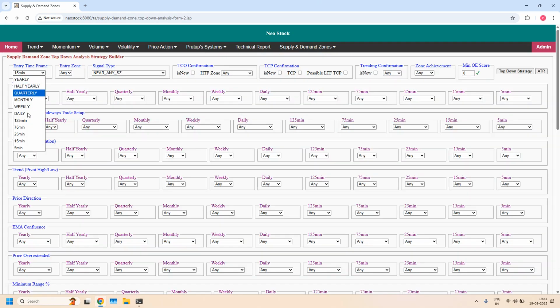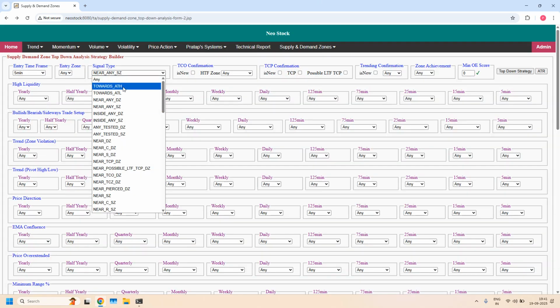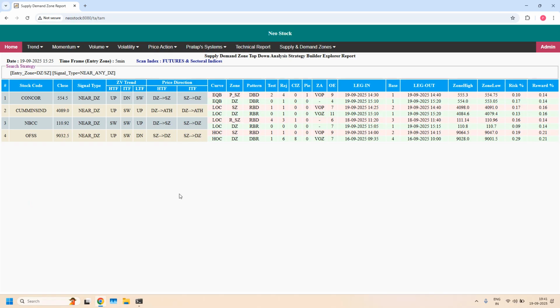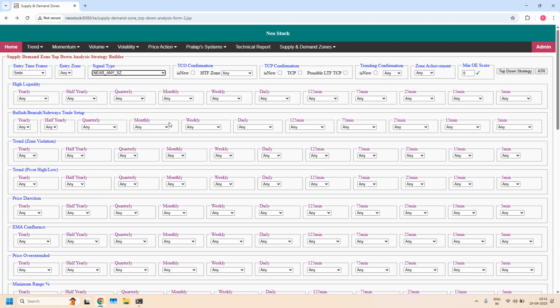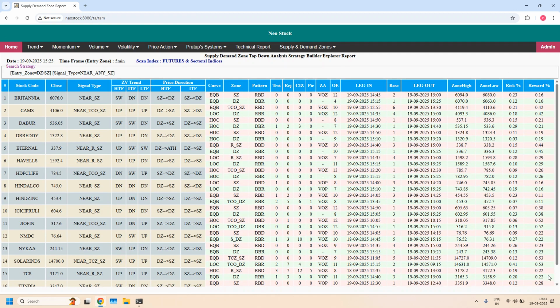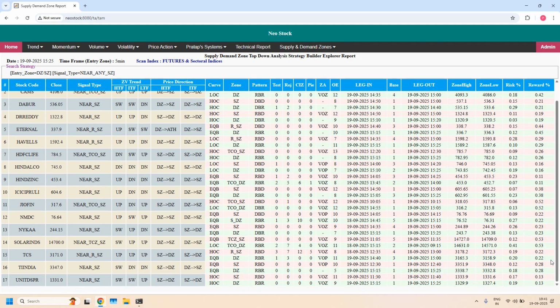Next time frame is 5 minutes. Stocks near to the 5 minutes demand zone, we got 4 stocks. Next stocks near to the 5 minute supply zone, we got first 15 stocks in the list. Scrolling the list down. Total we got 17 stocks. So this is about stocks near demand and supply zones for different time frames.